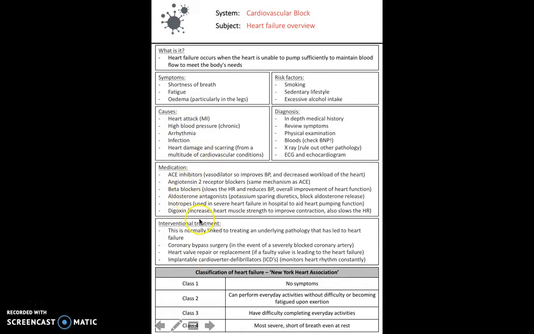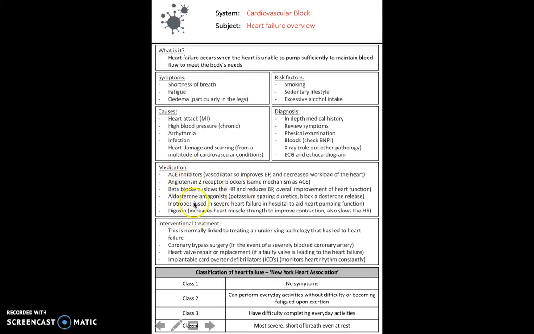With regards to treating heart failure as an overview, we can use ACE inhibitors, so these vasodilate, in other words they improve our blood pressure, and they decrease the workload overall on the heart. Angiotensin II receptor blockers work in the same way as ACE inhibitors, but they're less likely to give you the chronic cough that ACE inhibitors can give you.